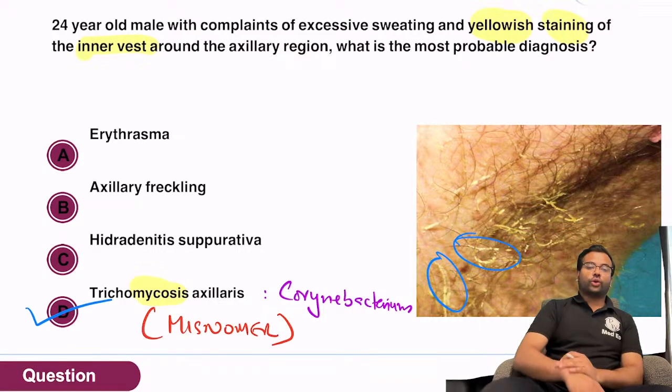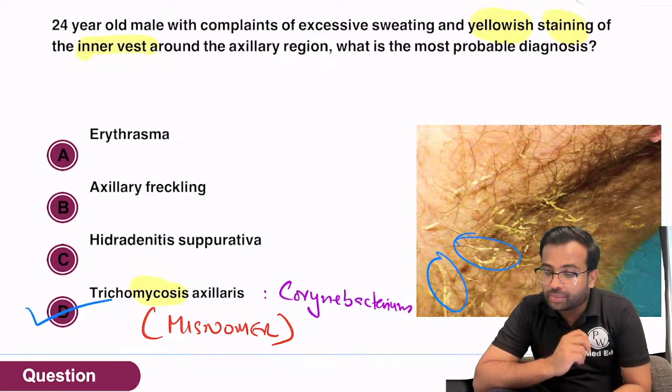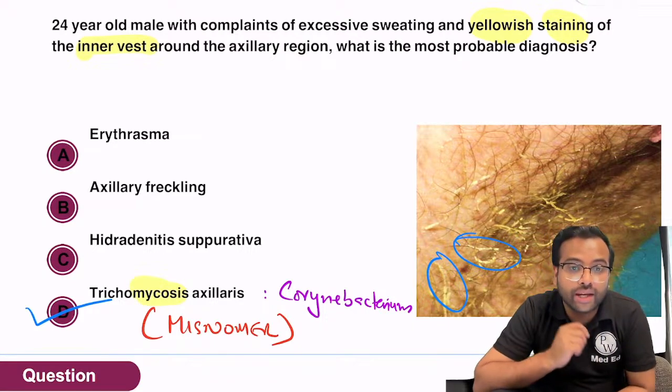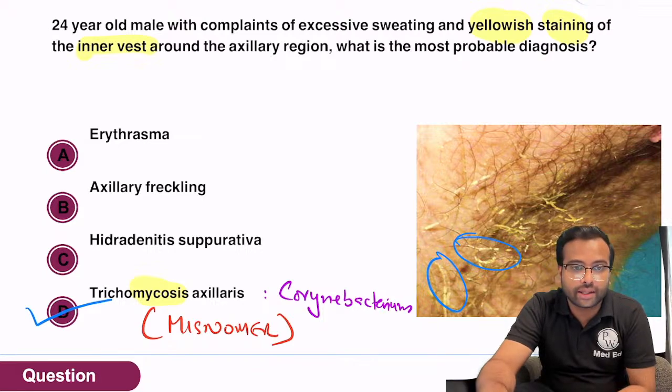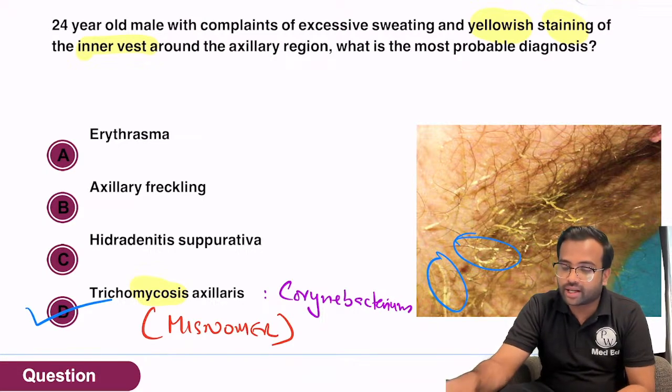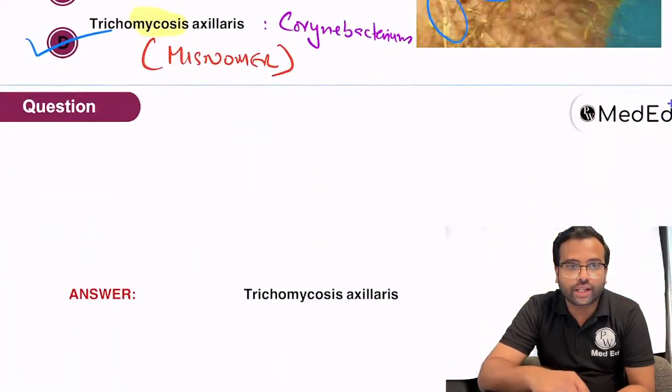So this is caused due to Corynebacterium, as Gautam is being very specific. Corynebacterium tenuis. So it is being caused by Corynebacterium tenuis. Okay, so that is the right answer here. Now let's move to the next question.